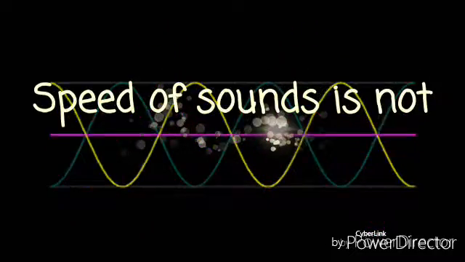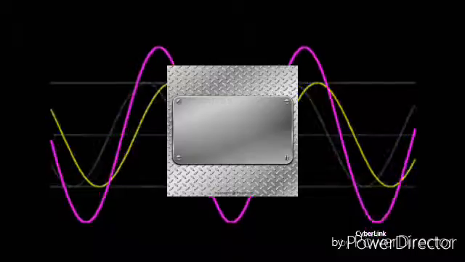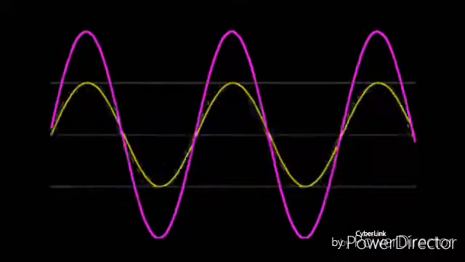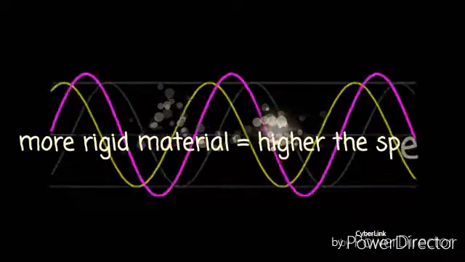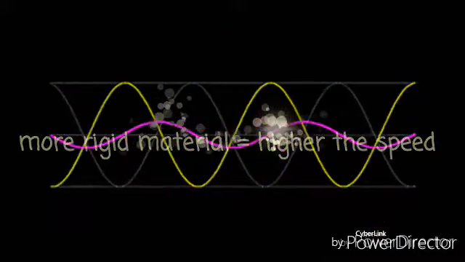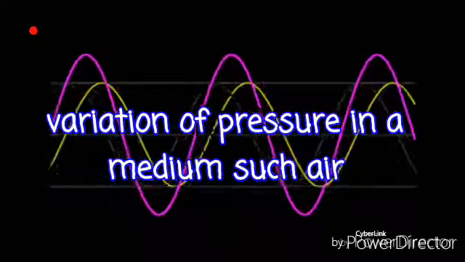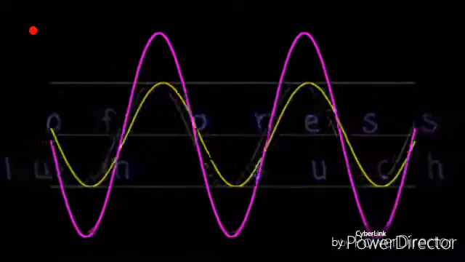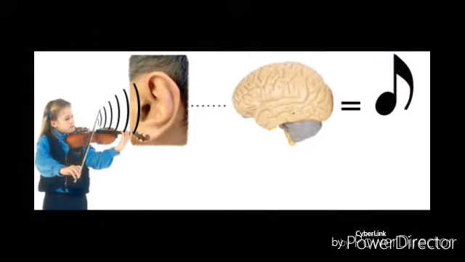The speed of sound is not as fast as light. Sound can also be propagated by metal, wood, or water. The speed of sound is dependent on the carrier material. The more rigid the material is, the higher the speed. Sound waves exist as variations of pressure in a medium such as air. It is created by vibration. The vibrating air then causes the human eardrum to vibrate, which the brain interprets as sound.